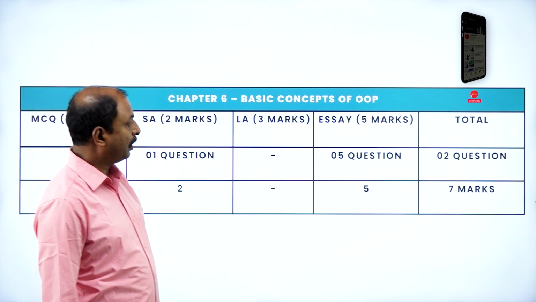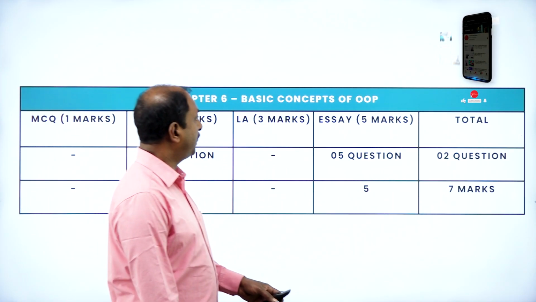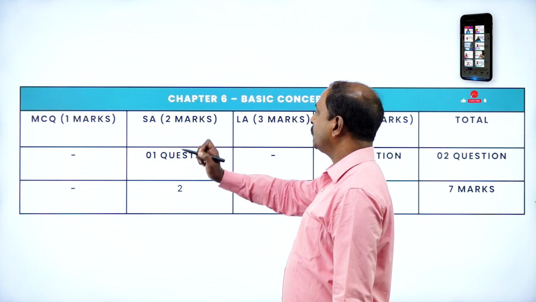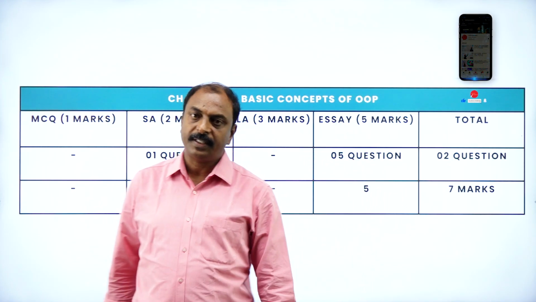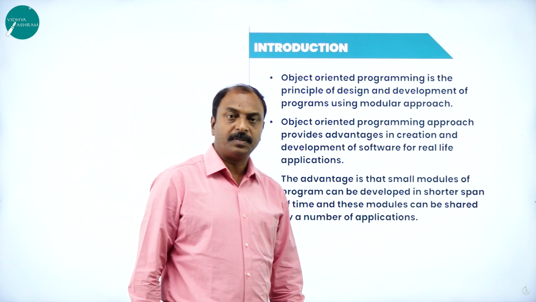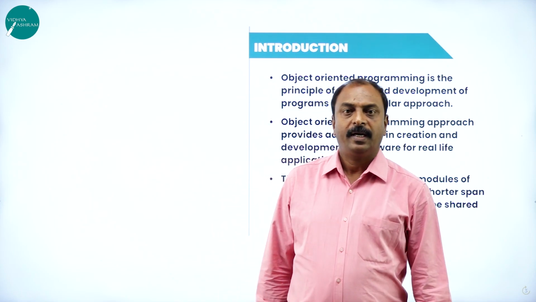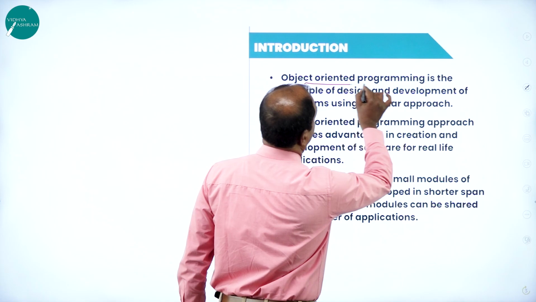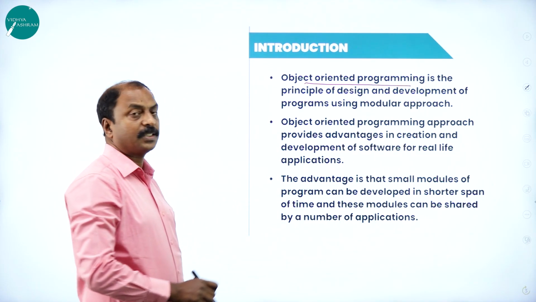So, the weightage of the chapter is 7 marks, and here we have one 5 mark question and one 2 mark question. So, total weightage of the chapter is 7 marks. Now, let us start with the introduction part of it. So, here first one is object-oriented programming. So, the chapter is Introduction to OOPS Concepts.